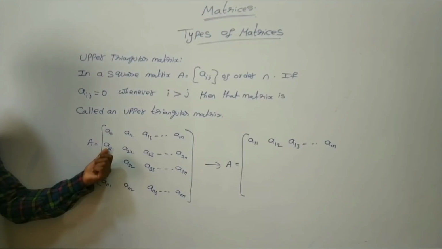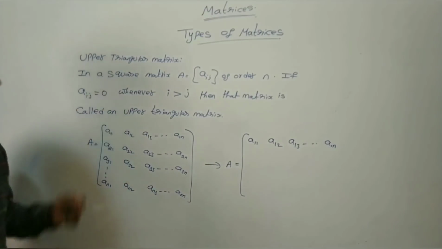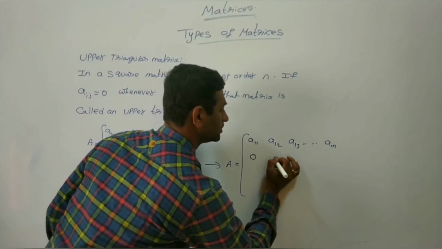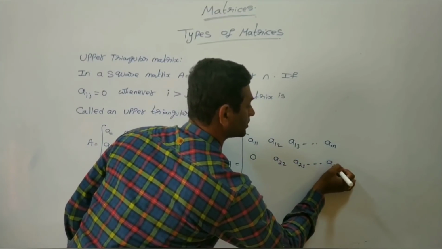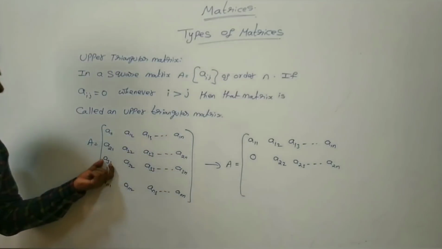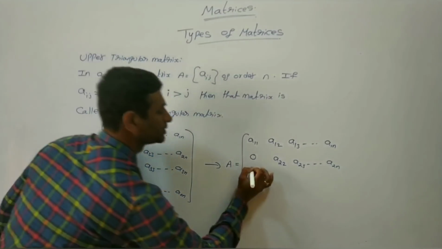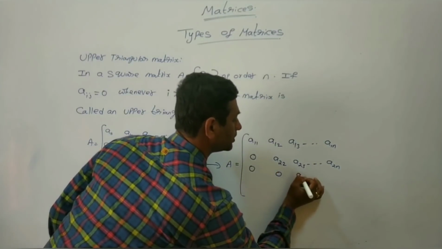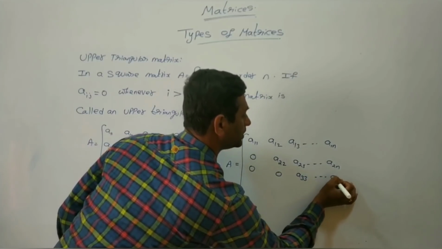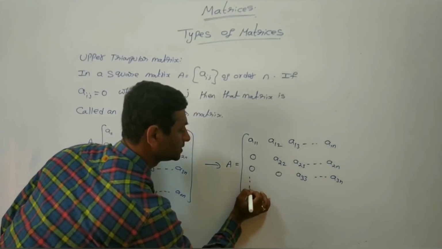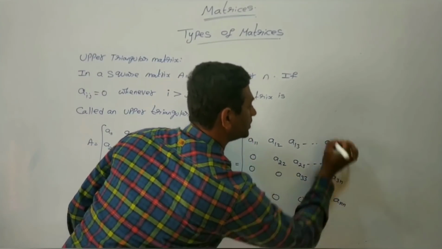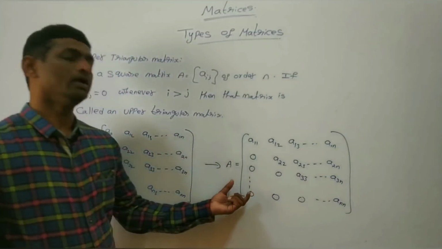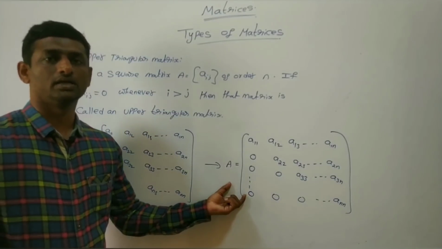2 is greater than 1. Then it satisfies the condition, so 0. So A22, A23, so on, A2n. Next, coming to the third row, 3, 1, yes, 0, 0, A33, so on, A3n. Last 0, 0, 0, ANN. So this is an example of an upper triangular matrix.